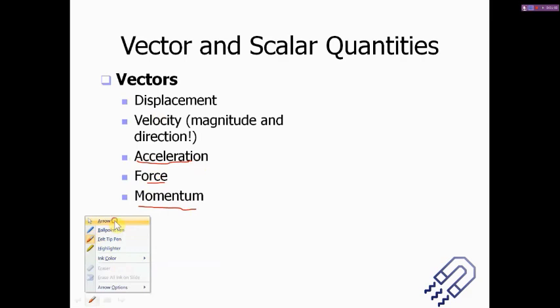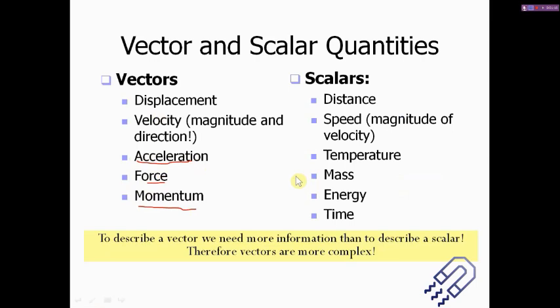Okay. So if we just go for scalars here, we basically have displacement replaced by distance, velocity replaced by speed, and acceleration. Obviously, it's not replaced by anything, but we have other quantities like temperature, mass, energy, and time. In general, weight is also a force, which is acting vertically downwards, so that is an example of another vector quantity. Energy and time are all scalars.